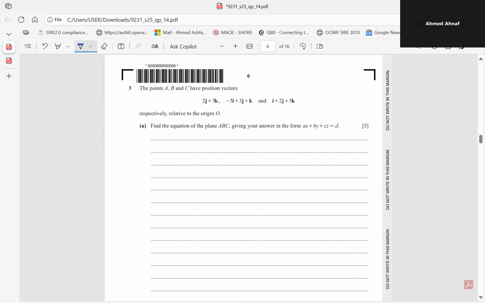Okay, so in this question, we're told that the points A, B, and C have these respective position vectors. This is for point A, this for point B, this for point C, respectively relative to the origin. So this is OA, this is OB, and this is OC. For the first part, we're supposed to find the equation of the plane ABC, giving your answer in the form ax plus by plus cz equals d. So we're supposed to give the Cartesian equation of the plane.